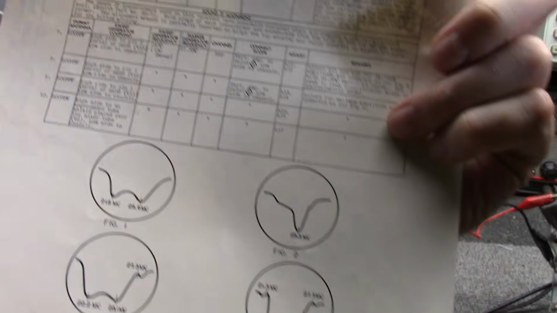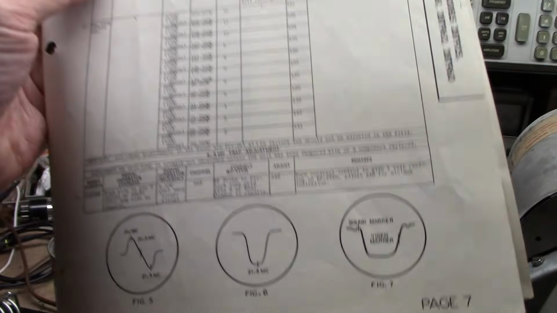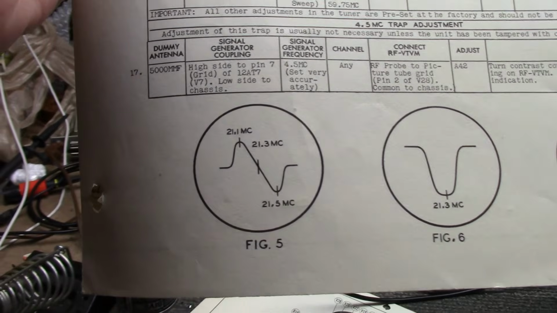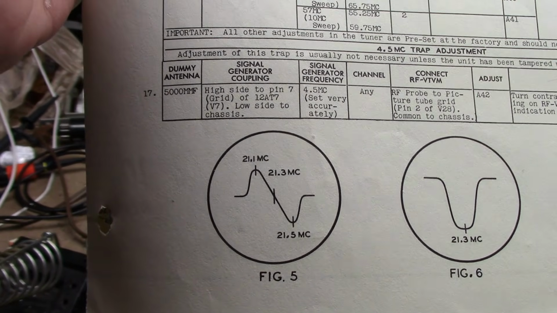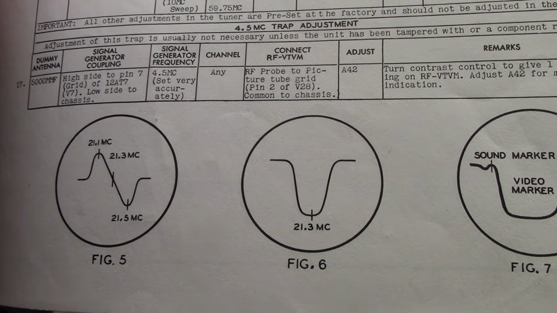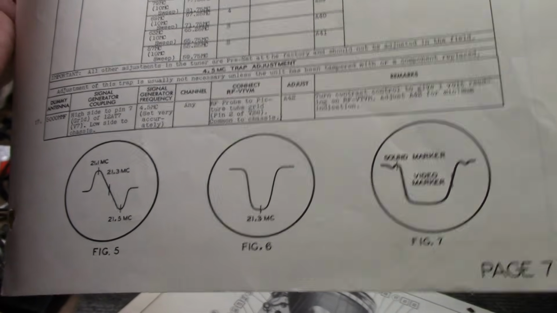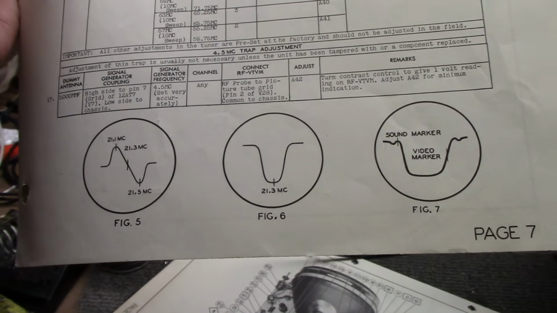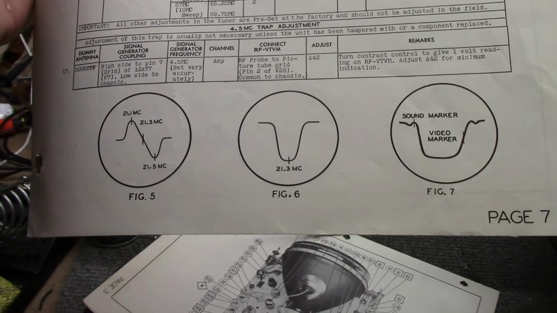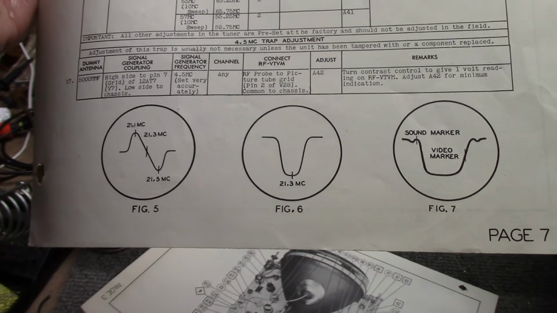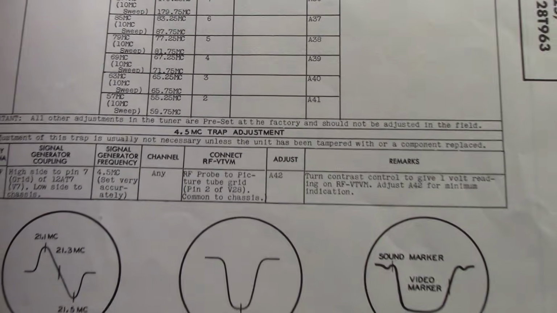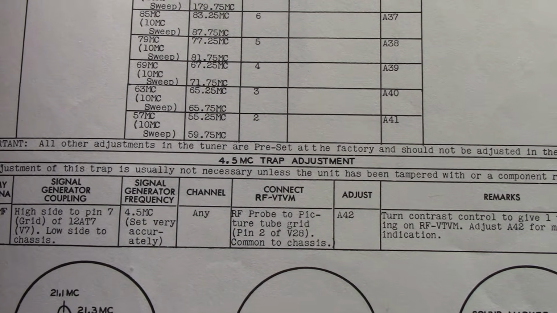Let's see, the instructions are on this side, but the waveforms are on the other side. So we want to get that typical looking FM demodulator S-curve, and there is the sound response. Since we have such strong sound interference coming into the video, there are 2 possible ways that could happen. One, the sound is not centered on 21.3 like it should be, or the 5 megahertz trap is off.